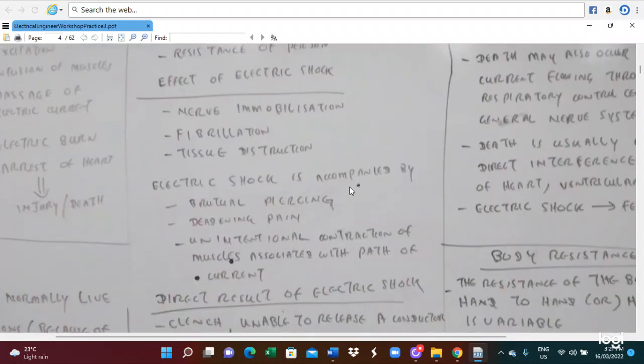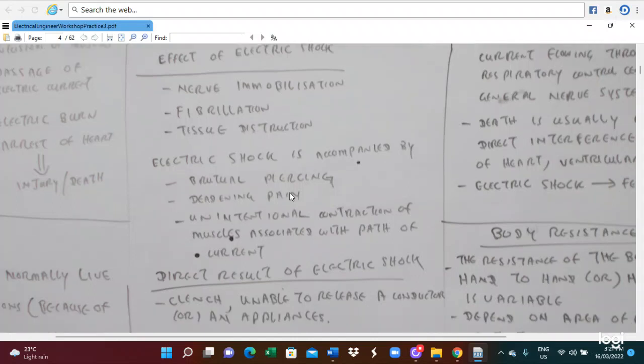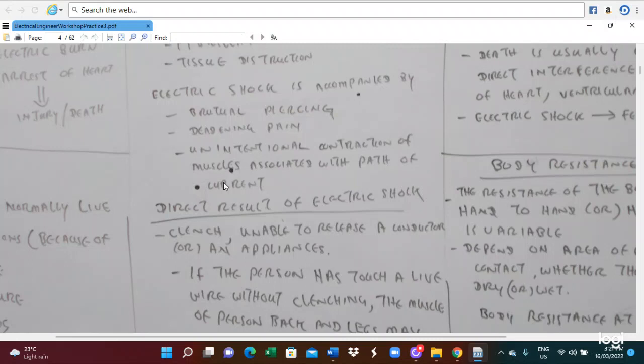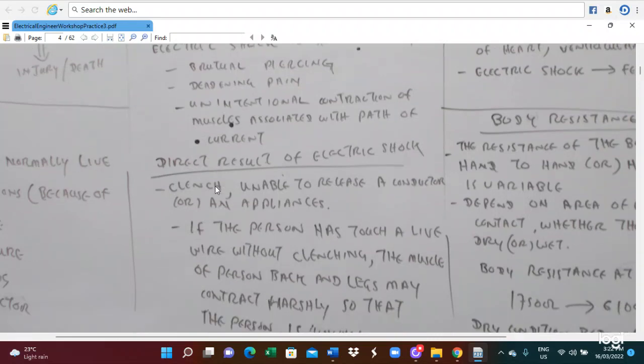The effects of electric shock: nerve immobilization can happen, fibrillation can happen, tissue destruction can happen. Electric shock is accompanied by blue chills, piercing and deadening of pain, and additional contraction of the muscles associated with the path of the current can happen.